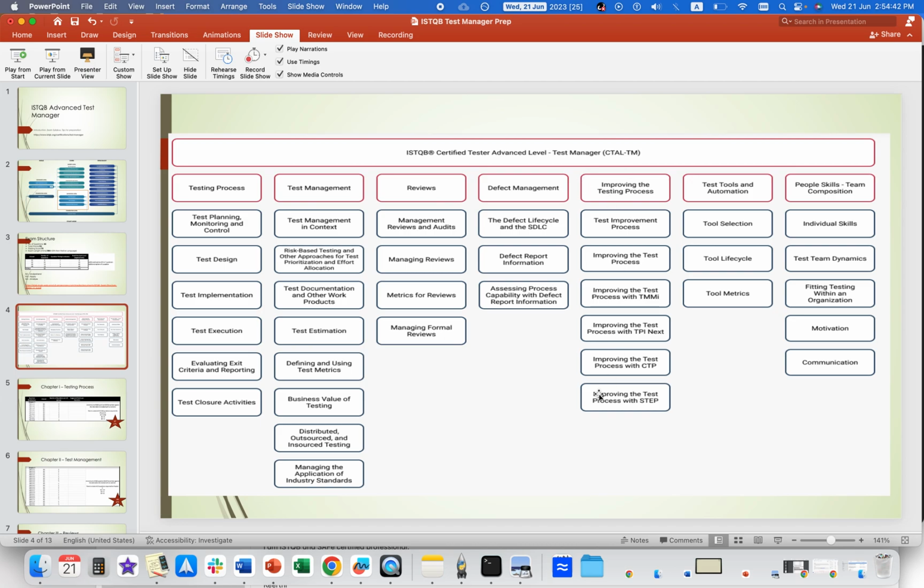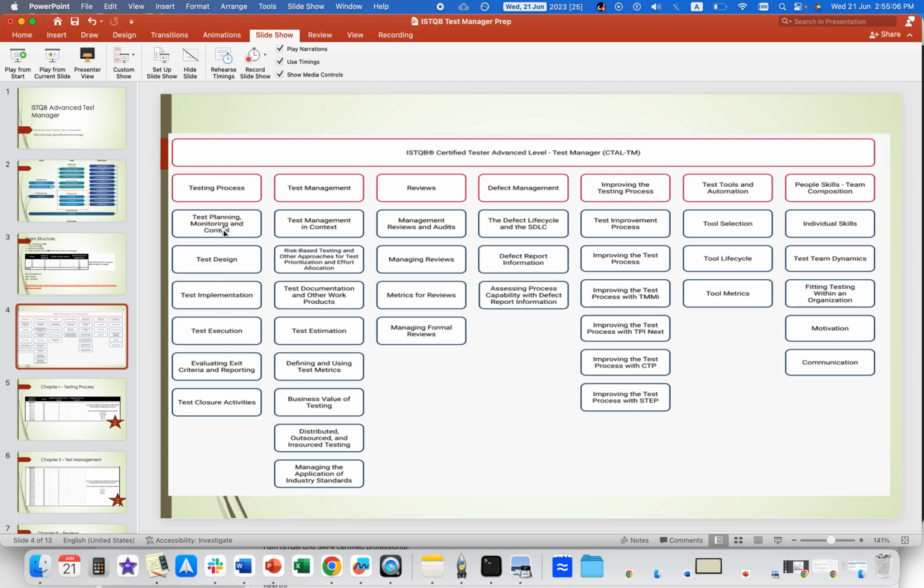For this test manager course, there are a total of 7 chapters. The first one is testing process, then test management, reviews, defect management, improving the testing process, test tools and automation. Then the last chapter is people skills, team composition. Each of these chapters is given in very good detail. The subtopics are really good.